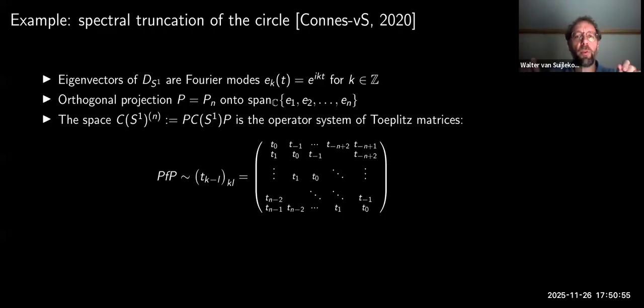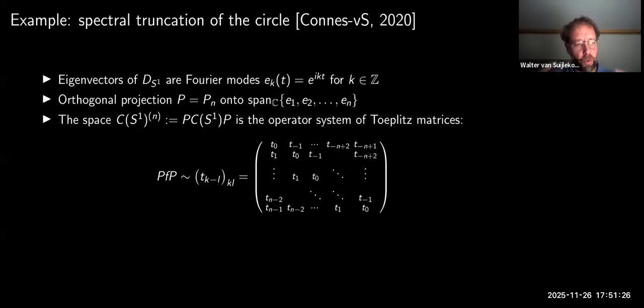And we project onto the span of E1 to En, which are actually the eigenvectors of this Dirac operator on the circle. But it's just a derivative, so that's rather easy. Then if you compress C of S1, you actually get an operator system, and it's formed by taking a function f and taking the Fourier coefficients, which I denoted with t, and putting them on the diagonals of this matrix. So that's a Toeplitz matrix.